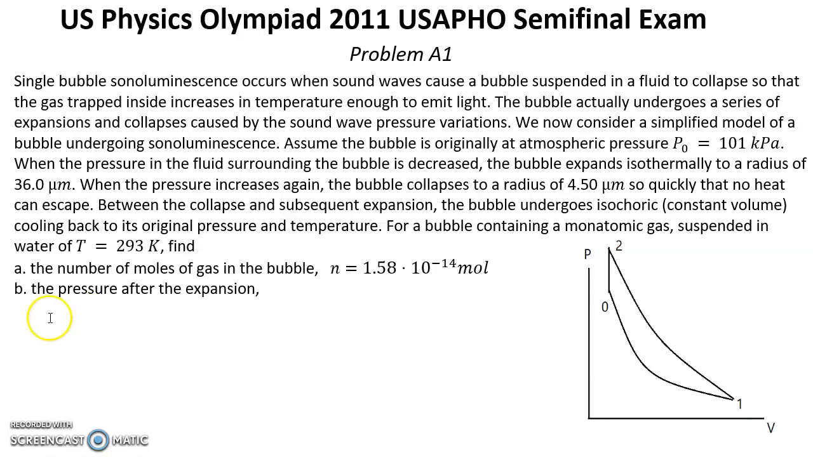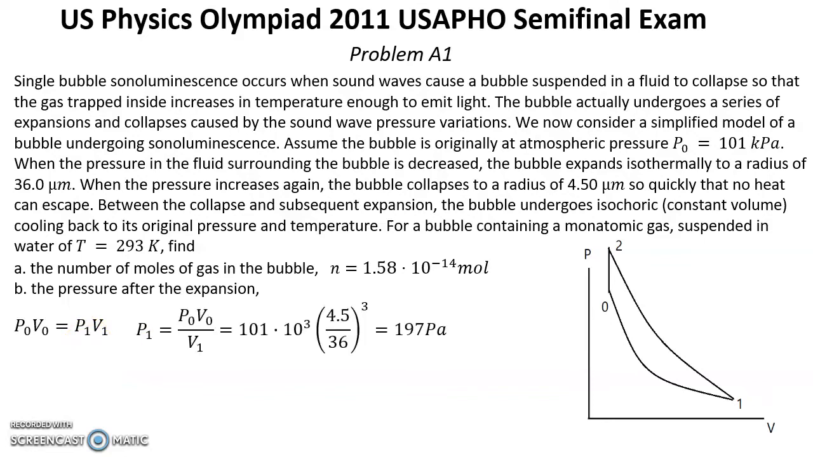Question B. Find the pressure after the expansion. It means that in point 1, here we have isothermal expansion. So we have this isothermal equation: P0 V0 equal P1 V1. So from here we can find P1, the pressure in point 1. So P1 equal P0 V0 over V1. After we put numbers, we will get 197 pascals. So that's the answer for question B.